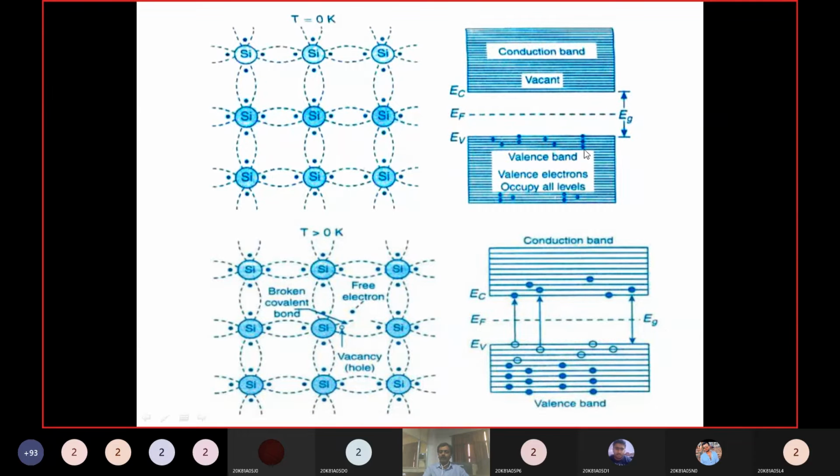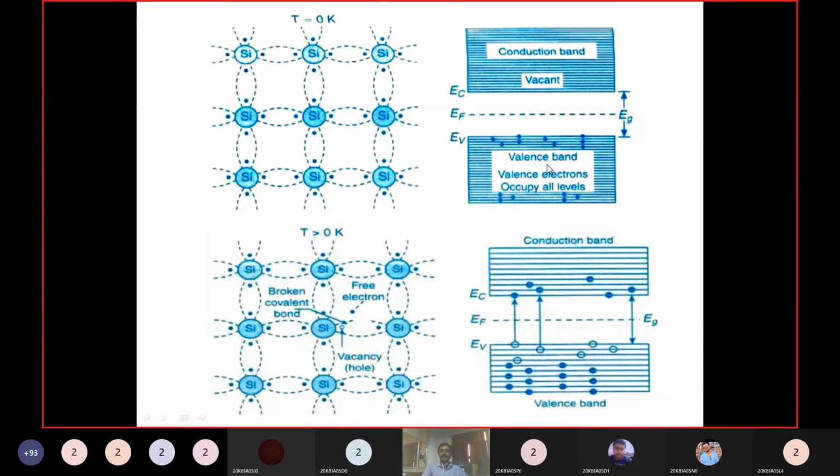If you give a little amount of energy here, what happens? These electrons will jump from the valency band to the conduction band. Now, based on this band gap, that means based on the valency band and conduction band, materials are classified into insulators, conductors, and semiconductors.